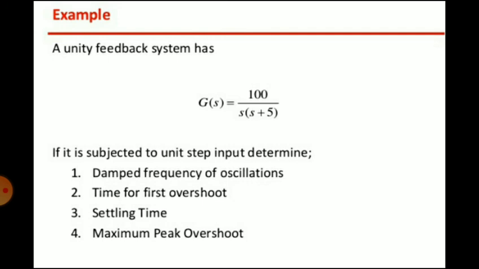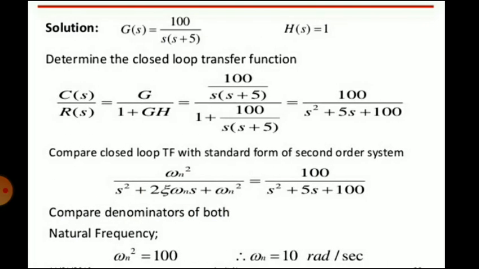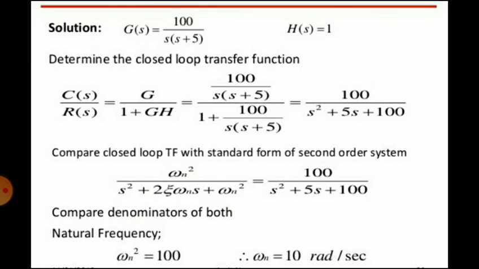Second example: the unity feedback system has the transfer function 100 upon s into bracket s plus 5, and if it is subjected to a unit step input, determine the damped frequency of oscillations, time for first overshoot, settling time, and maximum peak overshoot. So the steps are the same. G(s) is given, H(s) is 1.